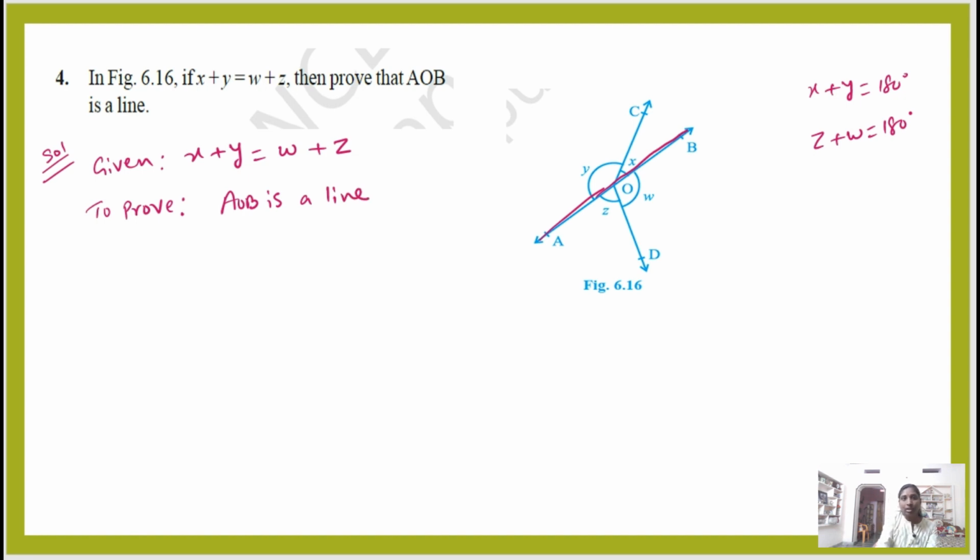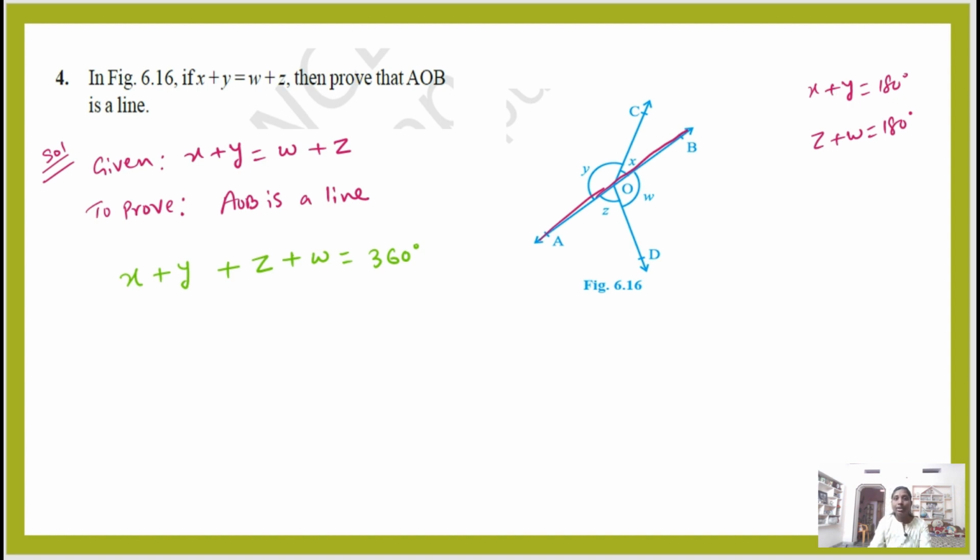So, now we can write x plus y plus z plus w is equal to 360 degree. Sum of all those angles is equal to 360 degree. Why? Because they form a complete angle, and complete angle is equal to 360 degree.